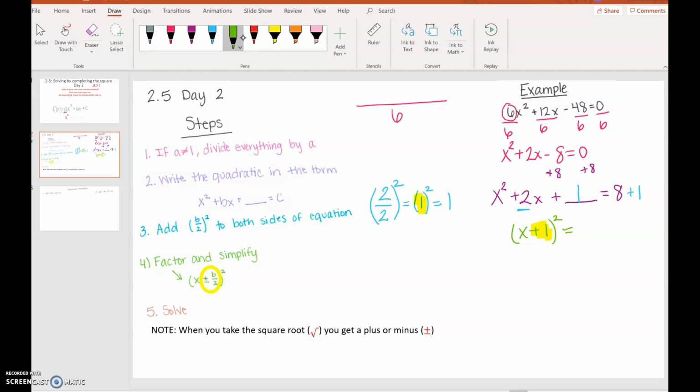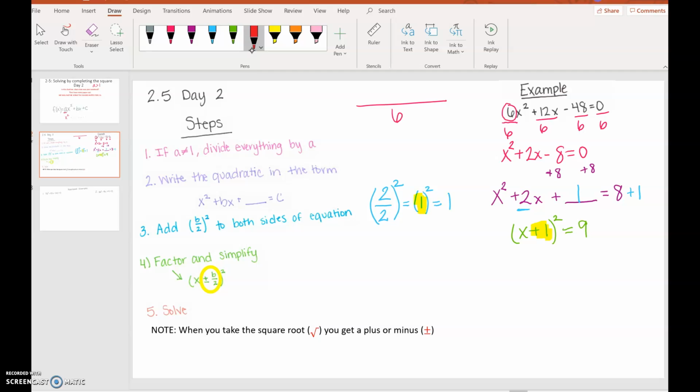And then on the right side, we just simplify. So 8 plus 1, that's 9. So that's step 4. And then step 5 is solving it. So I want to isolate x. I want to get x by itself. To do that, I need to get rid of everything else with it.